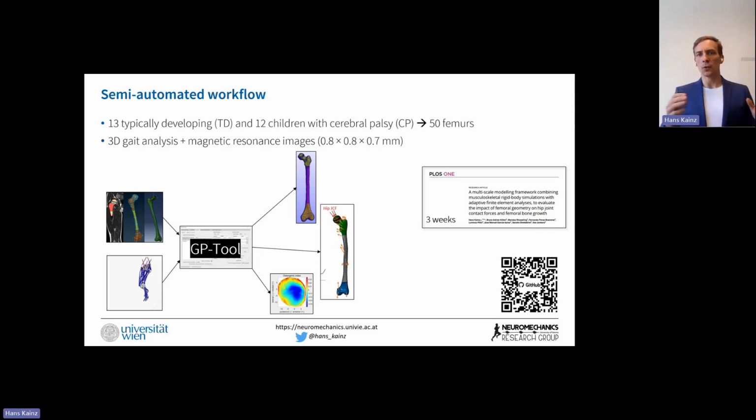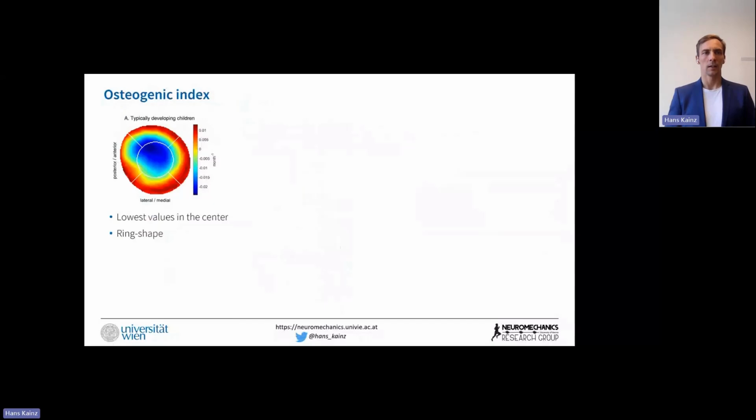Importantly, previous studies which used this mechanobiological workflow were limited to a sample size of a maximum of 4 participants. We now had at the end 50 females, so a considerably larger sample size than these previous studies. We then used this workflow, the one I explained in the previous study, and we estimated the stresses in the growth plate and calculated the osteogenic index, where the red area is where growth is promoted and the blue area is where growth is inhibited.